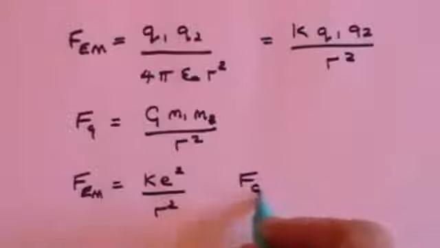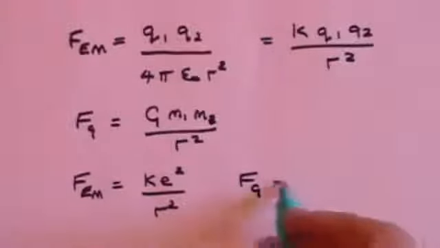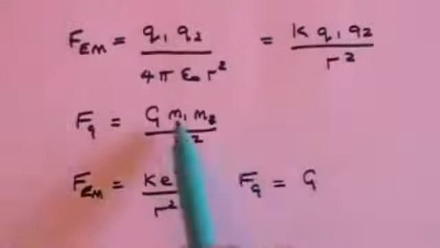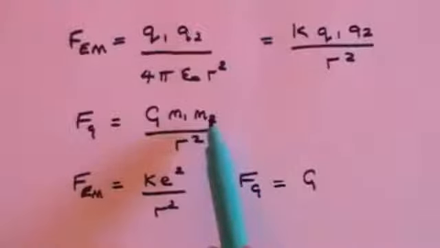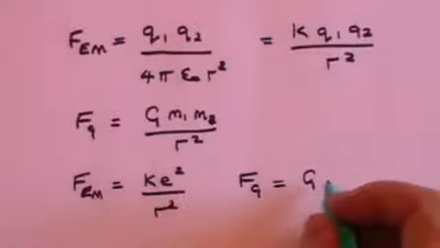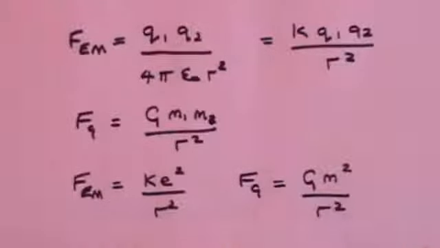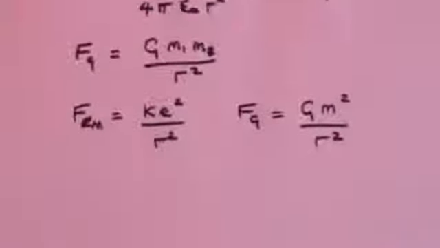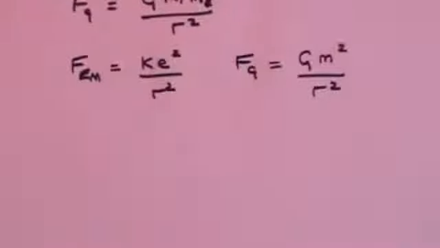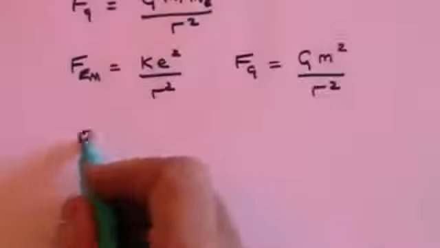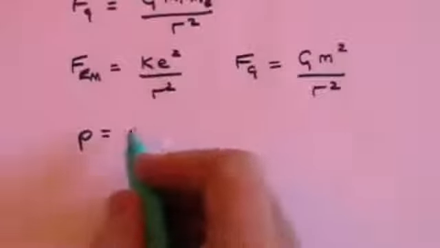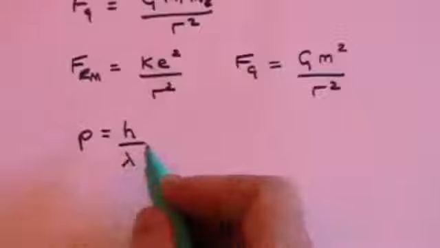So that's the electromagnetic force between 2 electrons. What is the gravitational force between 2 electrons? Well, that will equal G. And now M1 and M2 are both the mass of the electron, which we'll call m. So that's G m squared over r squared. At this point, I just need to remind you of some of Einstein's formulae. We know that the momentum is equal to h over lambda.